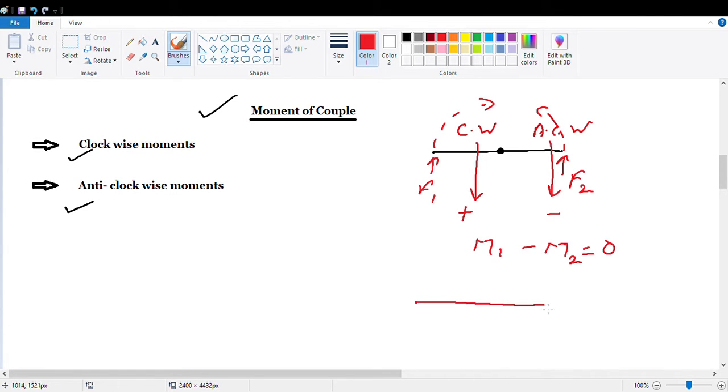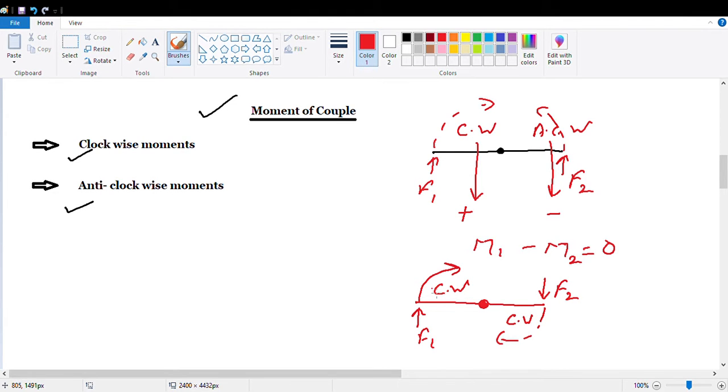Suppose there is a rod. One force is acting in this direction F1 and other force is acting in this direction F2. The body is pivoted about this point. The effect of this force is going to be in that direction, that is clockwise, and turning effect of this force is going to be in this direction, that is also clockwise.